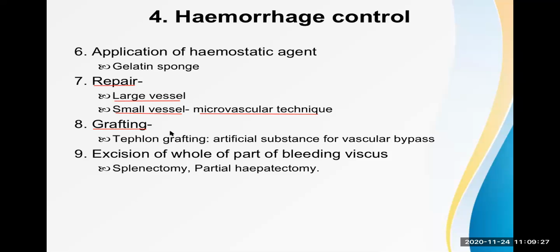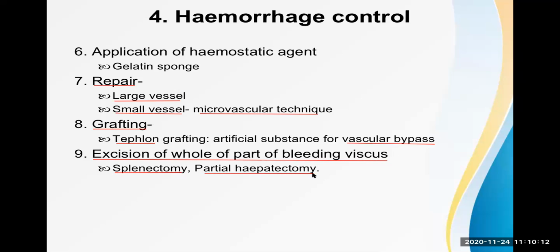Grafting can be done to control the hemorrhage, and one of the artificial substances we use is called Teflon graft. Actually, this Teflon graft is an artificial vessel synthesis for the vascular bypass. That's how it controls the bleeding. And sometimes when we cannot control the bleeding, we have to go for the last resort, and that is excision of the whole or part of the bleeding viscus. Okay, whole of the organ or part of the organ. For example, splenectomy in case of rupture of the spleen, and hepatectomy in case of rupture of the liver.